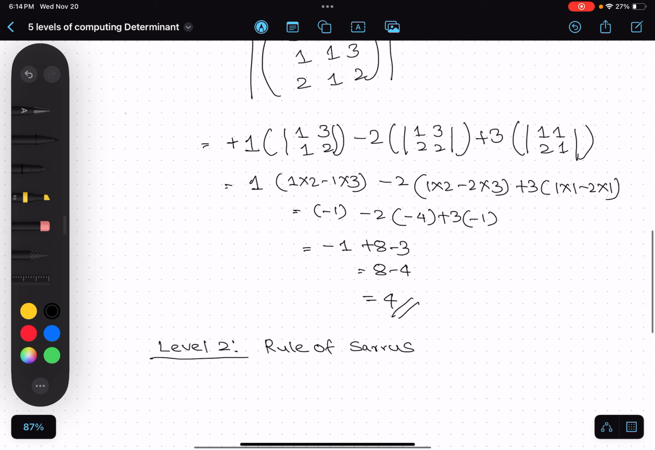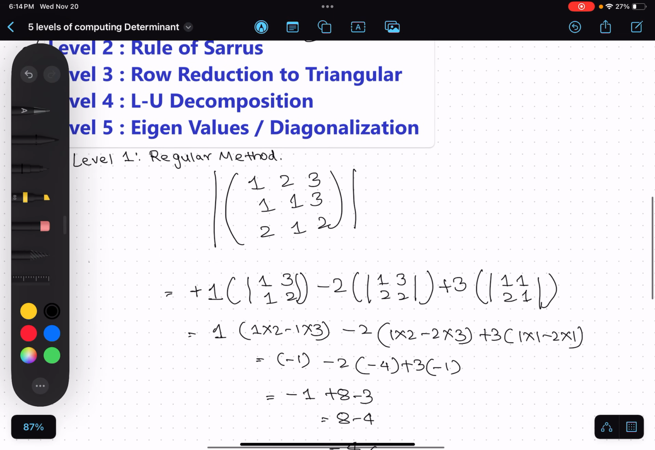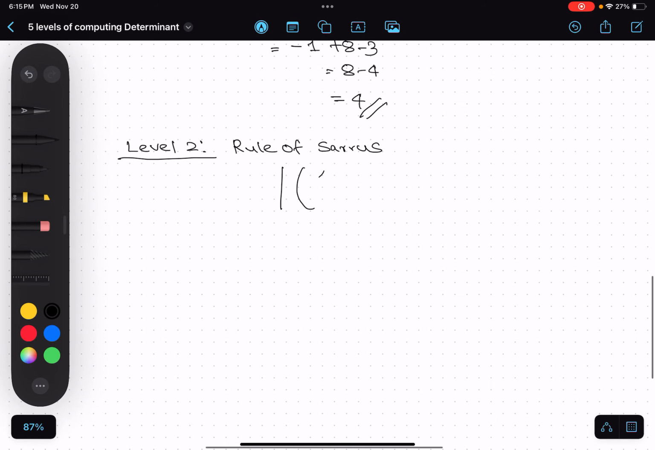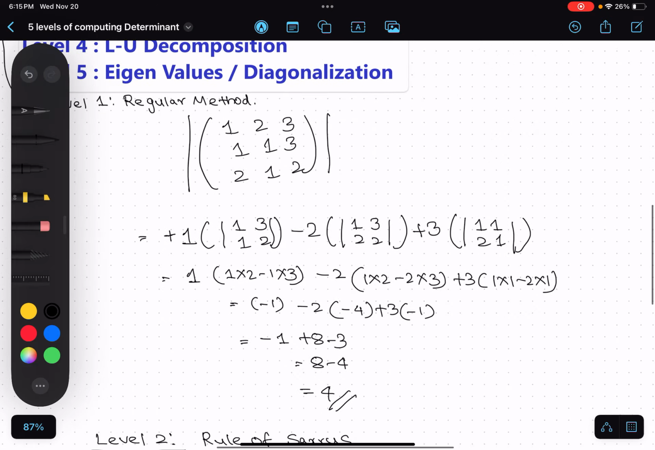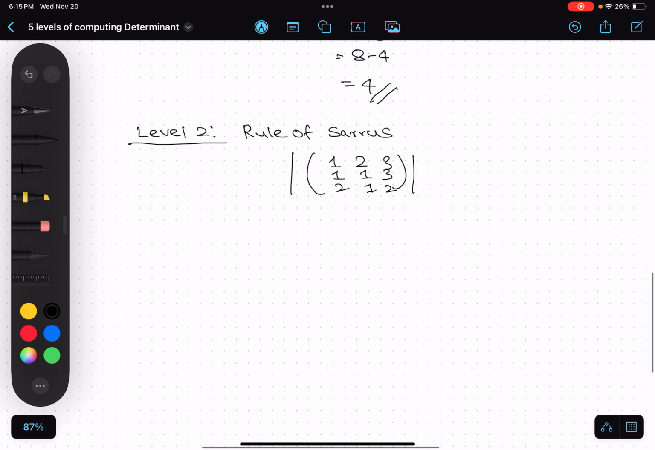Rule of Sarrus. So again, we are finding the determinant of 1 1 2, 2 1 1, 3 3 2. Okay, now let's find the determinant. In Sarrus's rule, what we do is we first of all write this as it is.